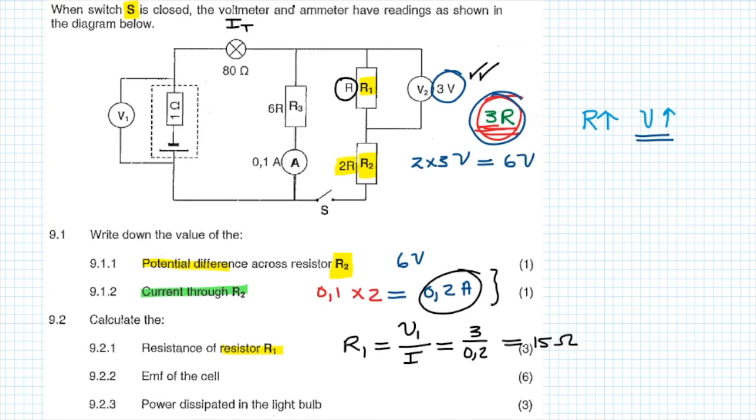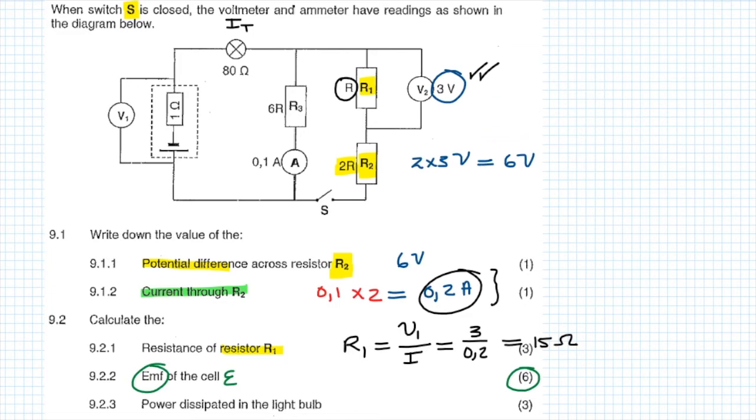Question 9.2.2 now says determine the EMF of the cell, and we see that this is a question out of 6 marks. So to determine the EMF of the cell, we know that we will most probably need to make use of the formula E equals I multiplied by R plus small r. We know the internal resistance, we can determine the total resistance of the load, and we can also determine the current that flows through the circuit.